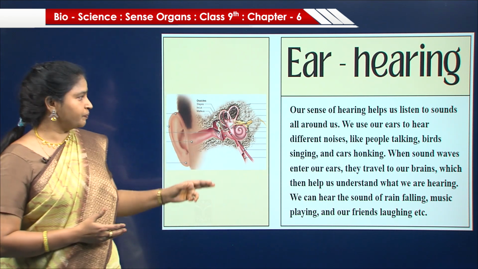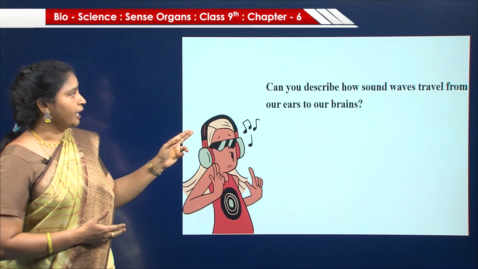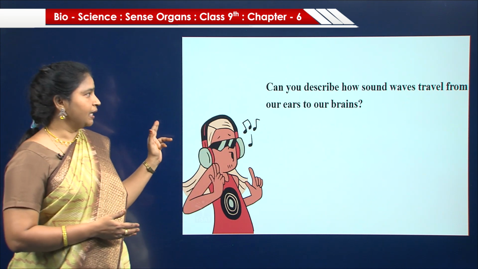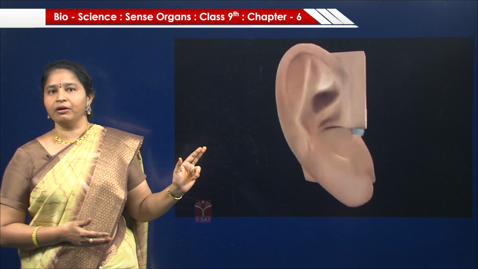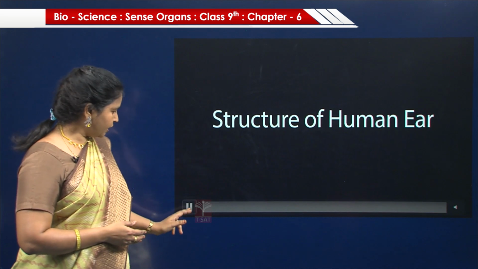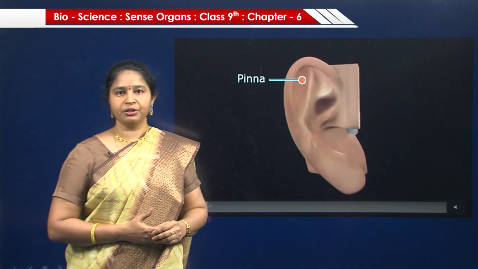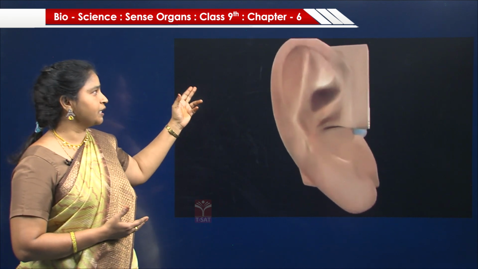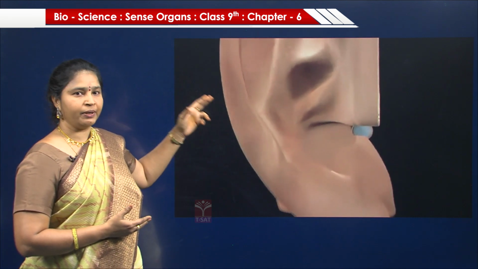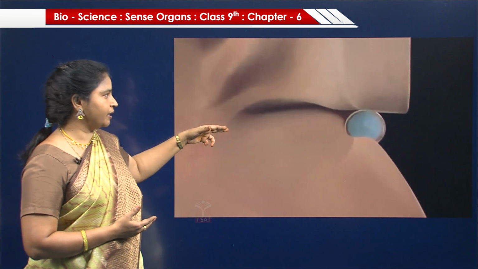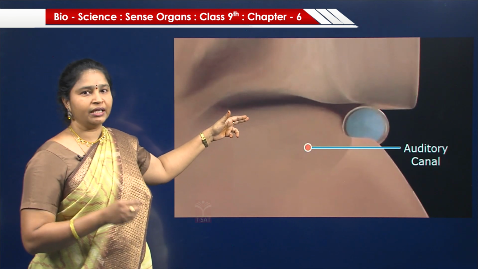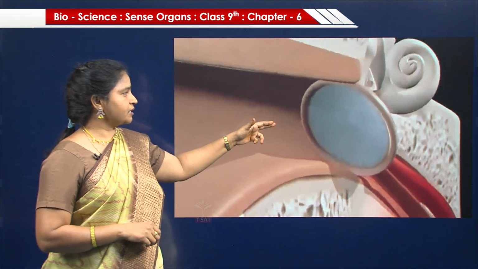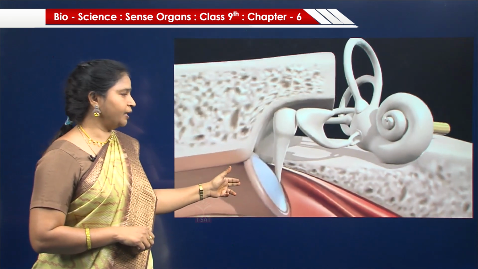Can you describe how sound waves travel from our ears to our brains? Let us understand this with the help of a video. So, children, observe here. You are observing the structure of the human ear. This is the external ear, we call it the pinna, and if we travel deeper inside the ear, this is the auditory canal. Generally we put pins in that. And this is the most important part, the tympanum.